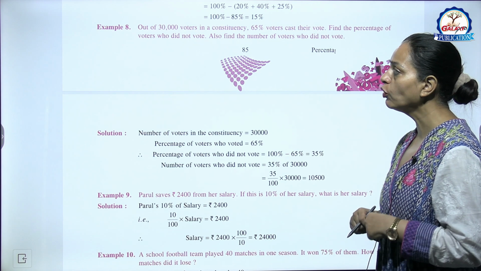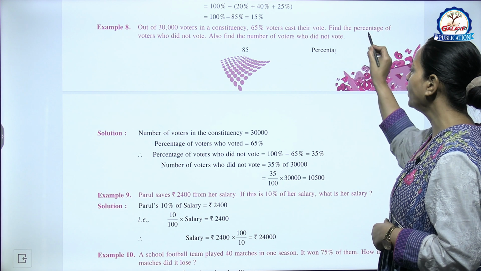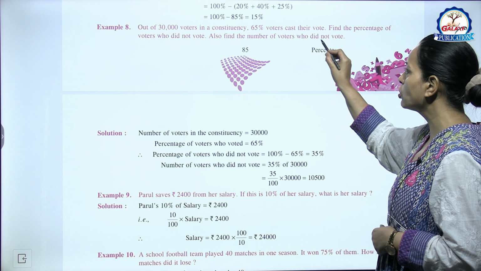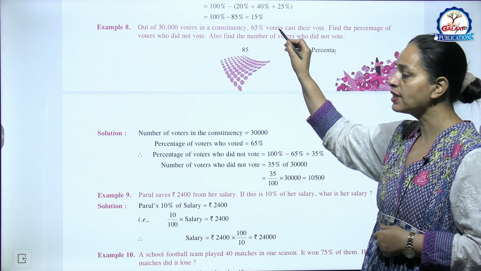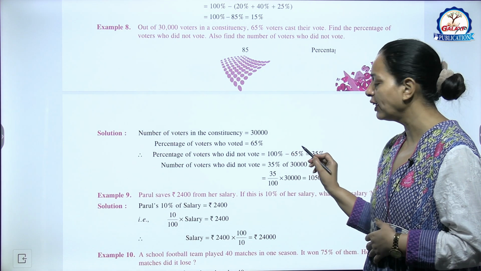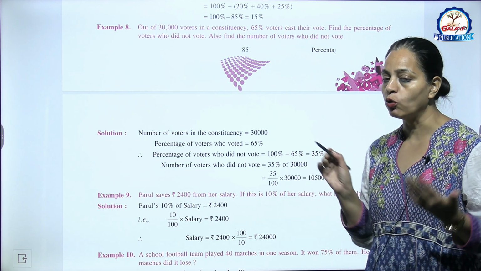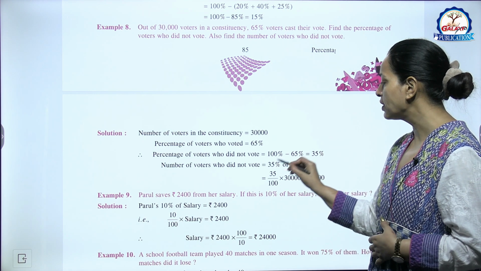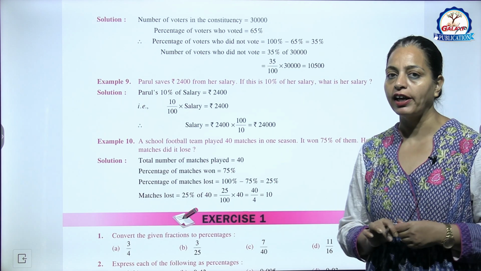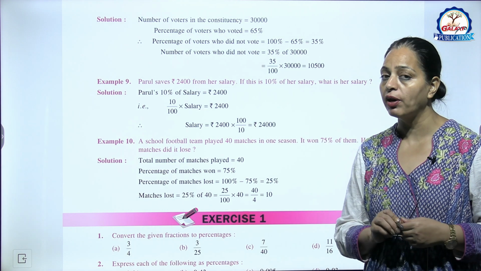Now example 8. Out of 30,000 voters, 65% voters cast their vote. Find the percentage of voters who did not vote. Also find the number of voters who did not vote. So 65% voters ने vote किया है, तो कितने percent ने नहीं किया? It means 100 minus 65%, that is 35%. Now हमें number of voters भी find करना है. So 35% of total, 35% of 30,000 means 10,500.